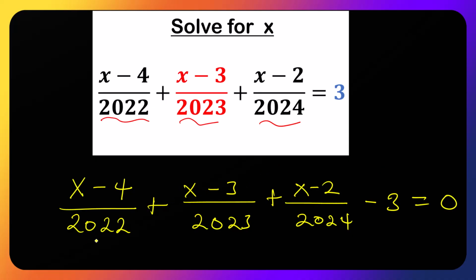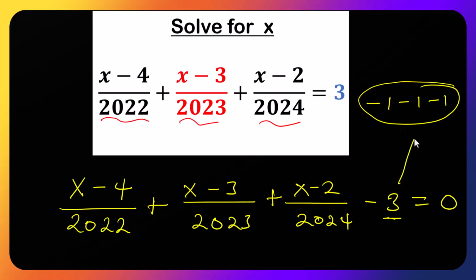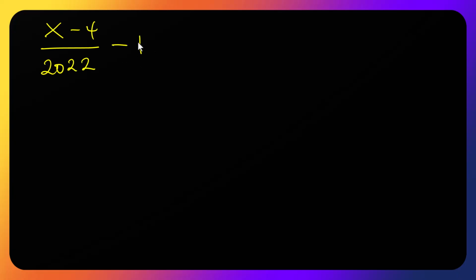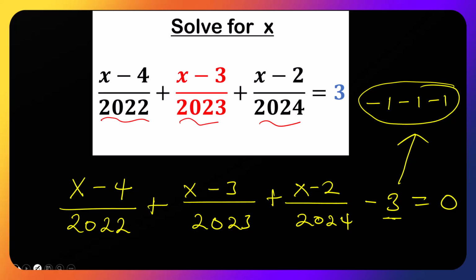Alright, so the next step will be, now remember minus 3 is the same as minus 1, minus 1, minus 1. So minus 1, minus 1, minus 1 is minus 3. So I'm going to use this analogy to group these 3. So the first one will be (x minus 4) on 2022. So I'll just add negative 1 to this. So we have minus 3 here.